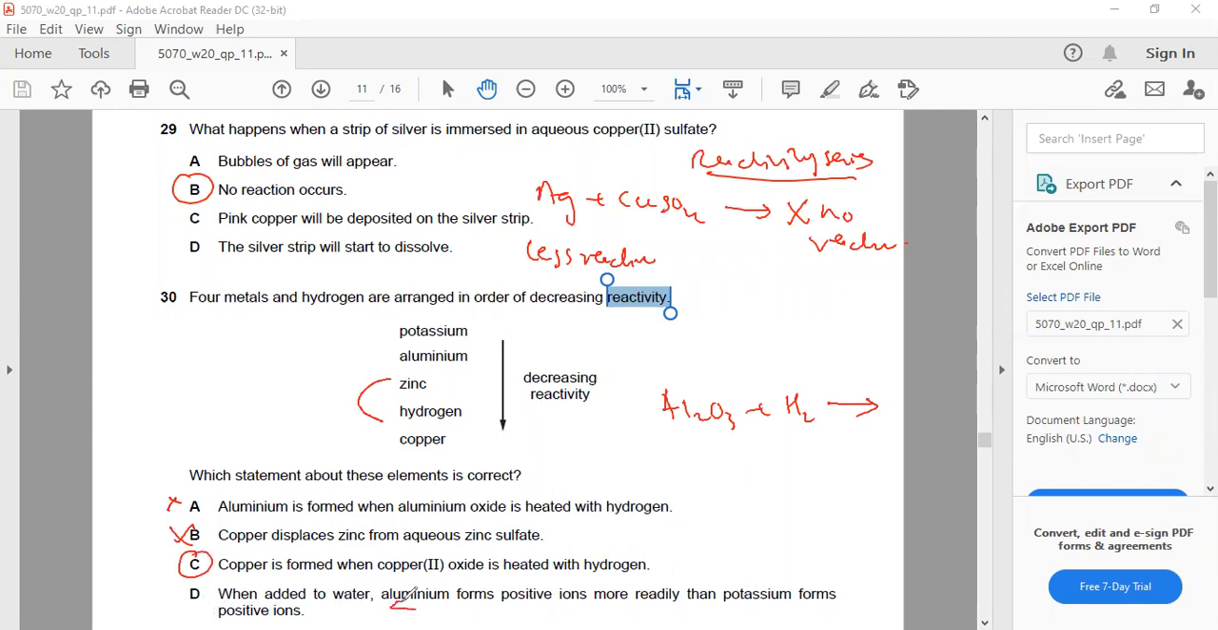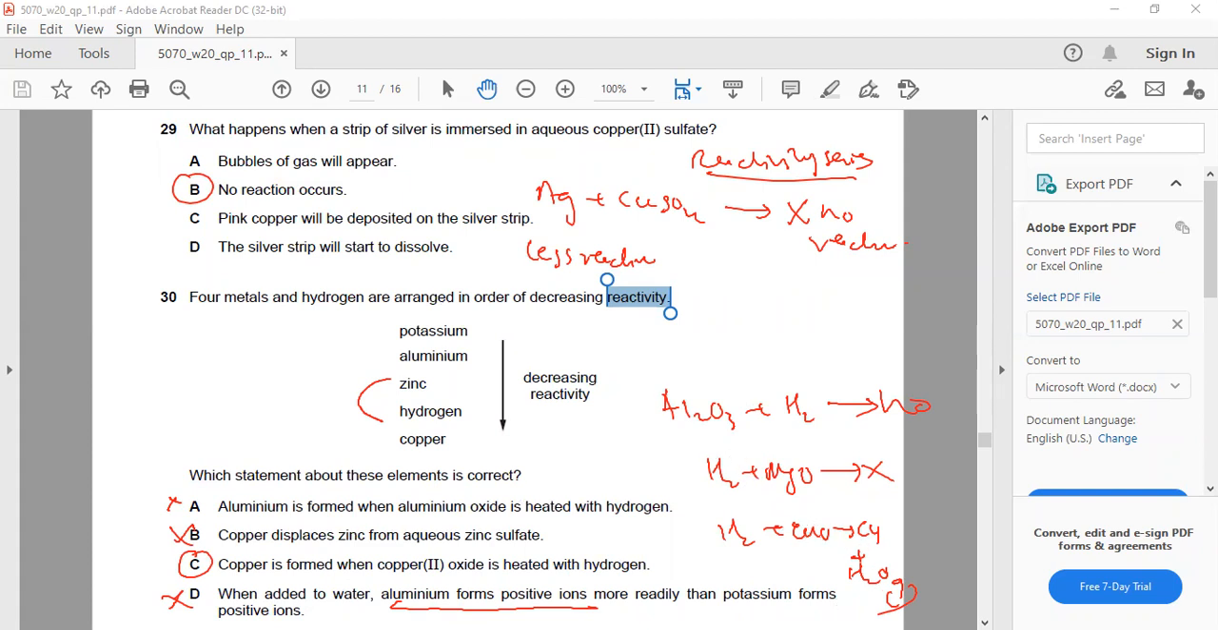When added to water, aluminum forms a positive ion. Wrong. Aluminum does not react with water. Hydrogen plus magnesium oxide, no reaction. Hydrogen plus copper oxide, yes: copper plus H2O gas. Hydrogen can reduce a metal from its oxide if the metal is below zinc.